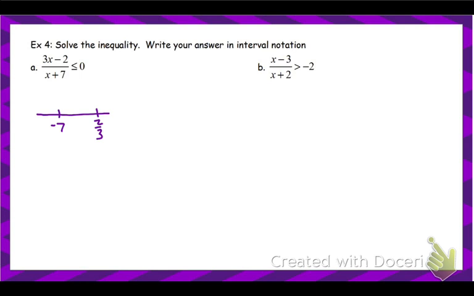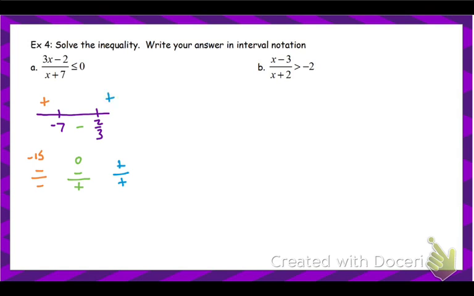3 times -15 minus 2 is going to be a negative. -15 plus 7 is going to be a negative. And a negative divided by a negative is positive. Pick a test point in the middle region, like 0. 0 minus 2 is a negative. 0 plus 7 is a positive. A negative divided by a positive is a negative. Pick a test point in the last region, 20. 3 times 20 minus 2 is positive. 20 plus 7 is positive, and a positive divided by a positive is positive.